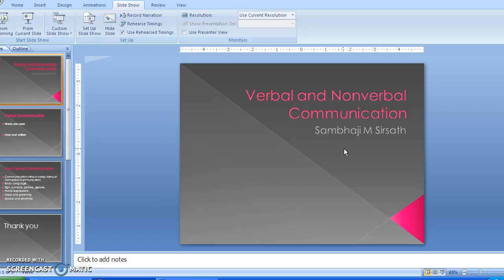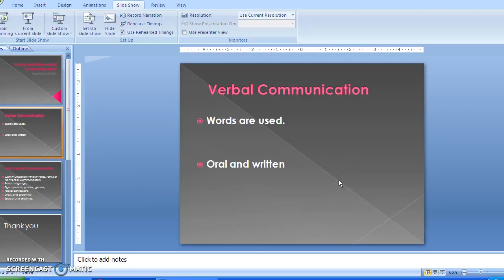Verbal communication means using words, whether orally or in written form. Oral communication we generally use for lectures, talks, face to face communication, speeches, and even in meetings, discussions and debates. Whereas written communication is used for writing letters, drafting notices, and even to make contracts. There are many more forms of written communication.